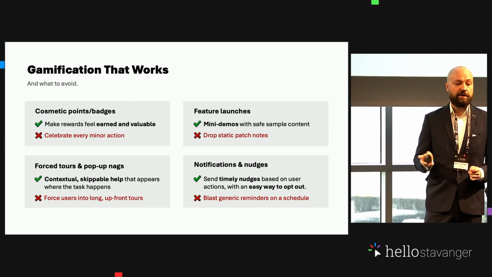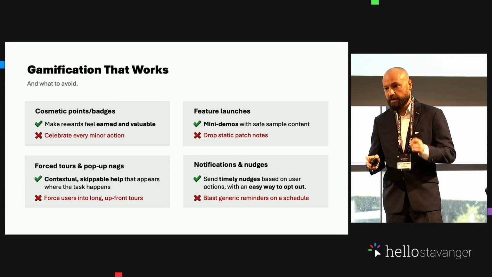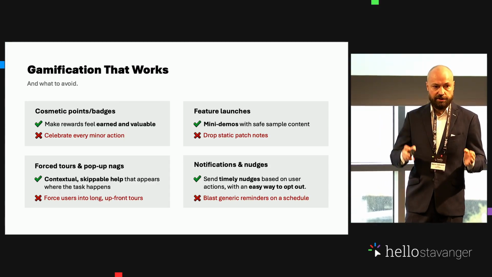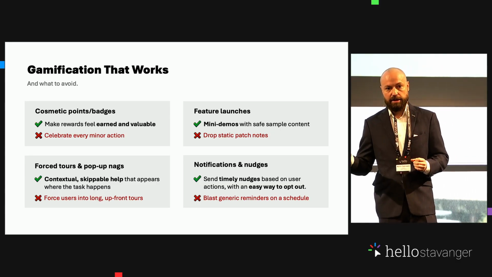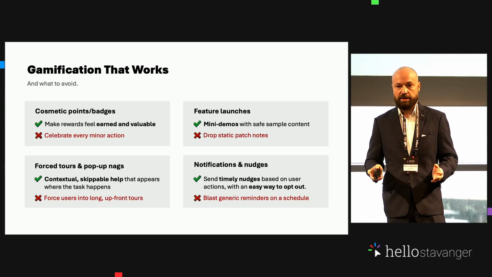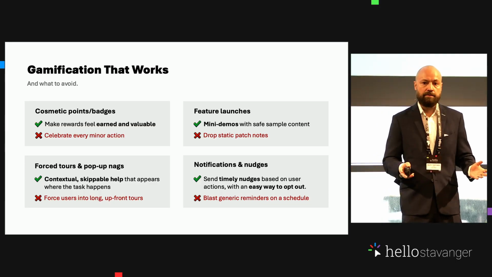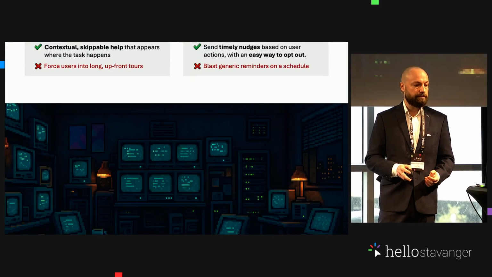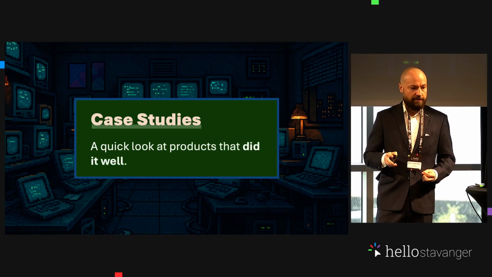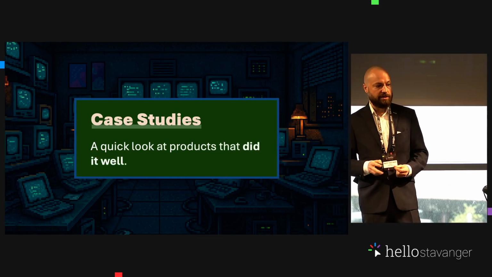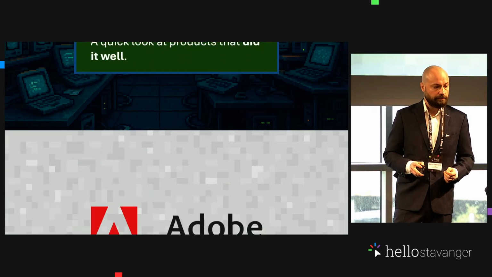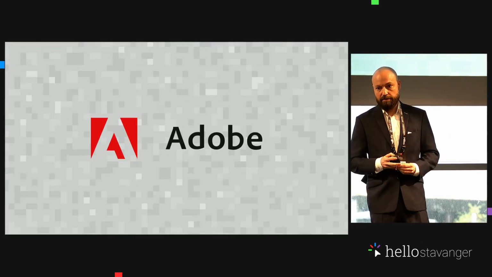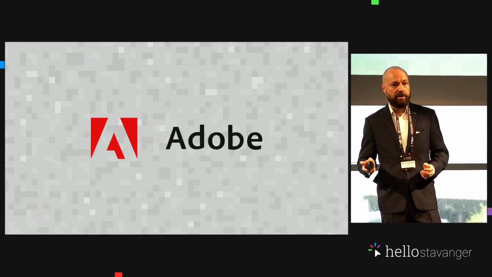And then we have notifications and nudges. Basically, only when it's necessary for the user to have this in front of them. Don't blast this out on a schedule, because then it's going to be interpreted pretty much like the spam you get in your inbox. We're going to have a quick look at case studies. So we're going to look at products that did it well, first and foremost. And the first use case is going to be Adobe.